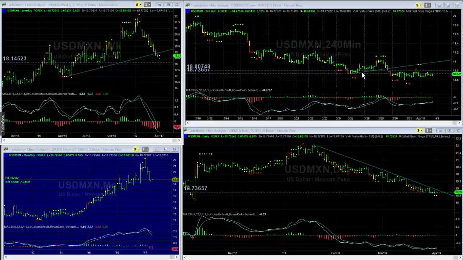And finally, with the dollar peso, we did break the support here of 18.73657, and we are expecting that one to head lower, but you can see it's quite neutral on the 240 and maybe even bullish on the 240, and neutral on the daily. But look at our weekly, how bearish it is on breaking through that trend line. So let's watch what happens there and see if that continues to head lower.